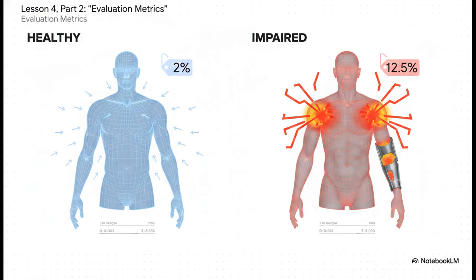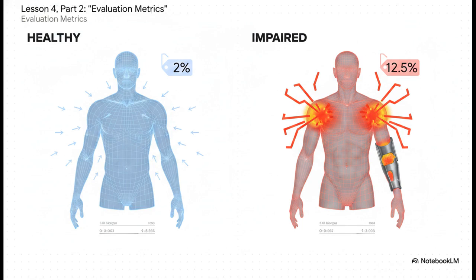To figure that out, we draw from critical biomechanical studies of the human gait. In a healthy individual without an amputation, vertical ground reaction forces are distributed almost perfectly evenly between the left and right sides. We're talking a tiny 2% asymmetry. But in an impaired individual using a prosthesis, the studies show massive force asymmetries. We literally see a staggering 12.5% load difference.